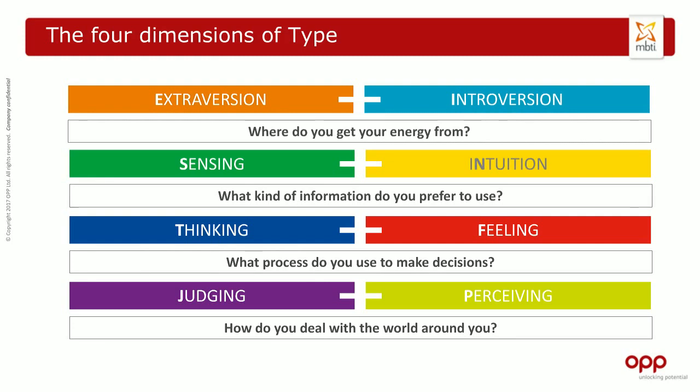So the first pair, extroversion, introversion, is all about how you're energized and where your energy comes from. Sensing and intuition is all about what kind of information you prefer to use. Thinking and feeling is all about how you make decisions. And judging and perceiving is all about how you deal with the world around you. So again, remember, we use all 8 of these, so you're going to feel familiar with them all.